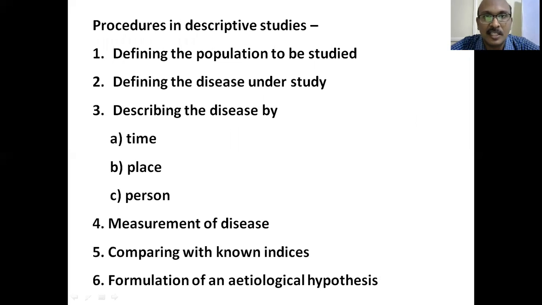The various procedures in descriptive studies are defining the population to be studied, defining the disease under study, describing the disease by time, place, and person, that is, time distribution, place distribution, person distribution of the disease, measurement of disease, comparing with known indices, and formulation of an etiological hypothesis. Today we are going to study the first three, and the rest of the procedures will be discussed in the next lecture class.